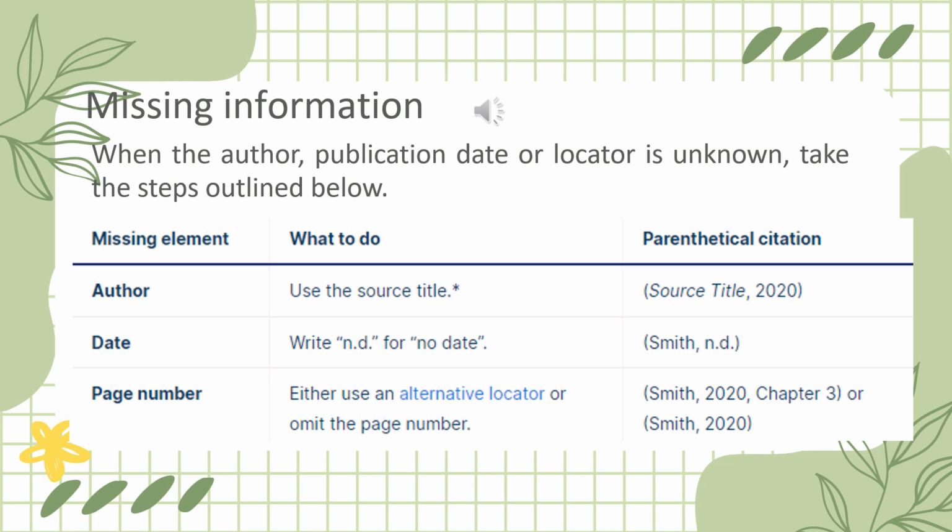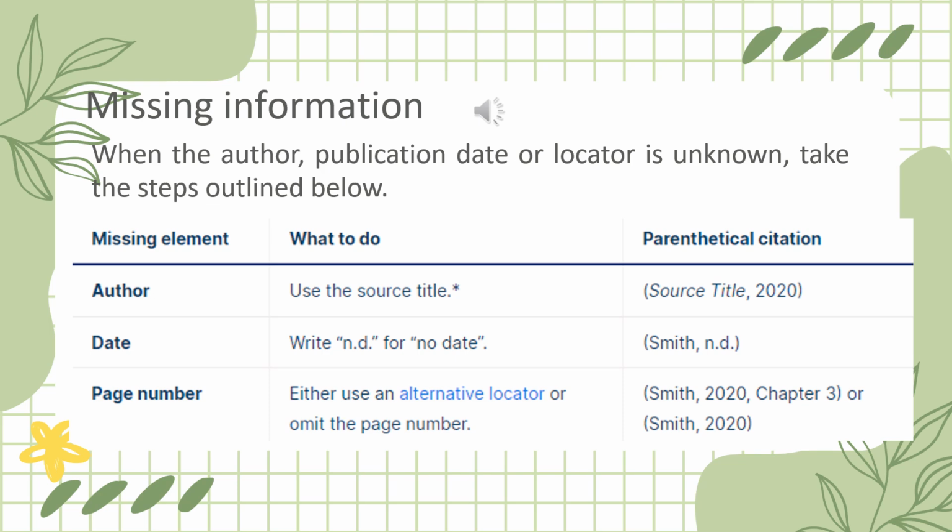Okay, so how about when there is missing information? If there is missing information, how are you going to cite it? Okay, so here's how you're going to do it. If key details like the author's name, the publication date, or maybe the location or page numbers, for example, are missing, you're going to follow APA's specific guidelines for these situations.